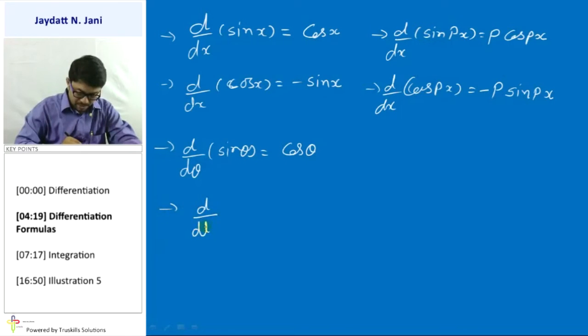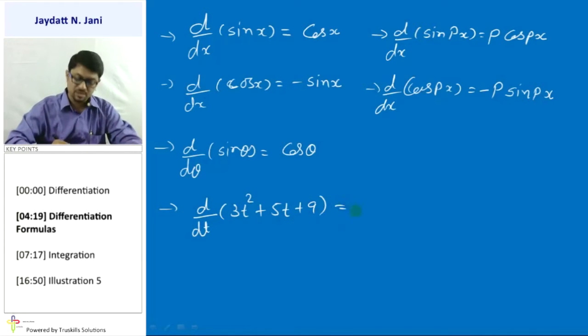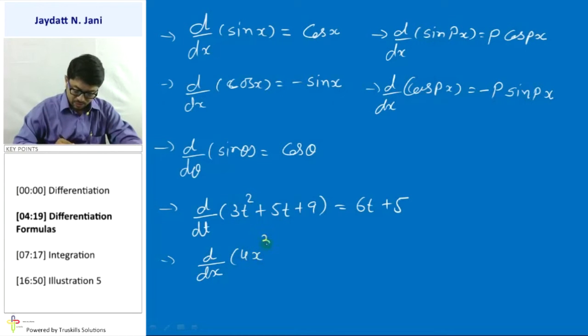Small questions. d by dt of 3t square plus 5t plus 9, so the differentiation is 6t plus 5. If I say take t equals to 2 seconds, put the value, you will get the answer. Some values for homework: d by dx of 4x cube minus 3x square minus 4x plus 5. Here 5 is considered as a constant, x having one power, x square and x cube. Try at home.